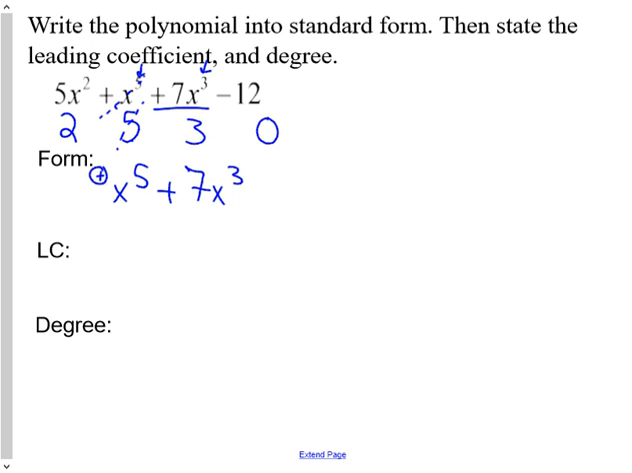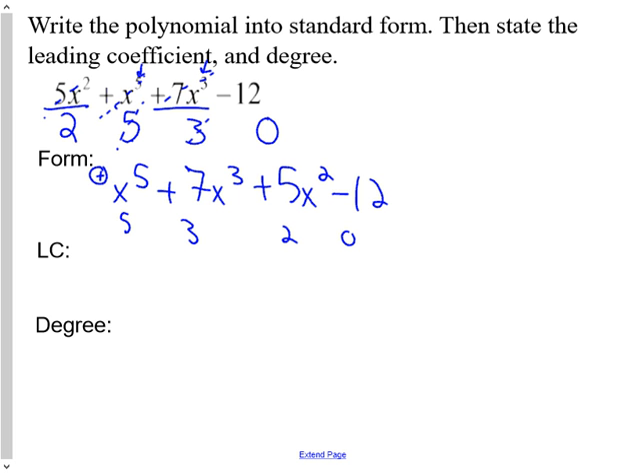Next, what's biggest remaining out of 2 and 0, right? 2 is larger, so we're going to write plus 5x squared. And lastly, minus 12 is the only one left once we cross that one out. And there is our standard form. Notice our degree should go down from largest to smallest, 5, 3, 2, 0.